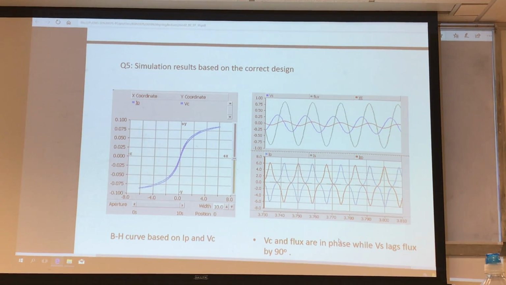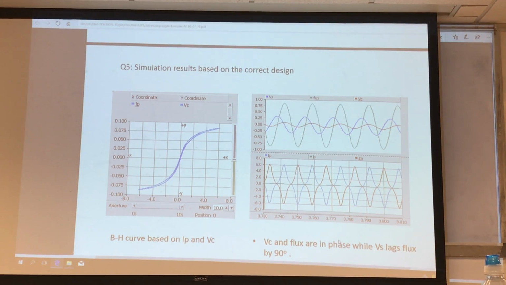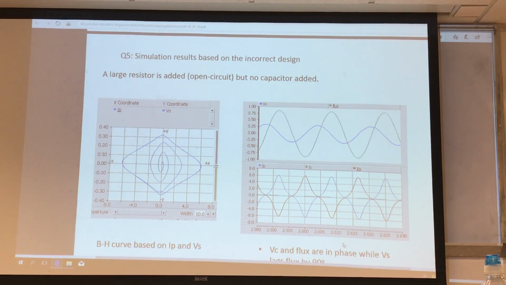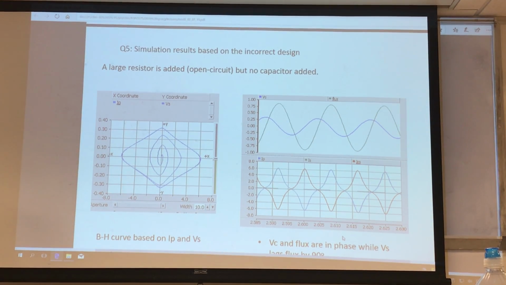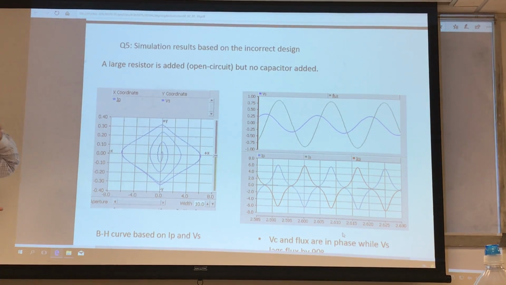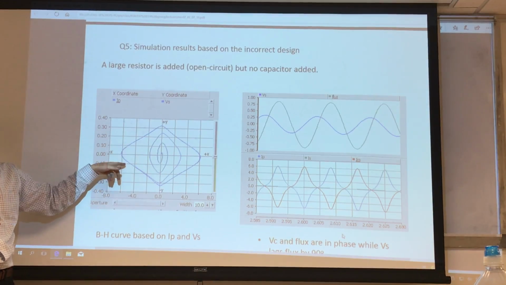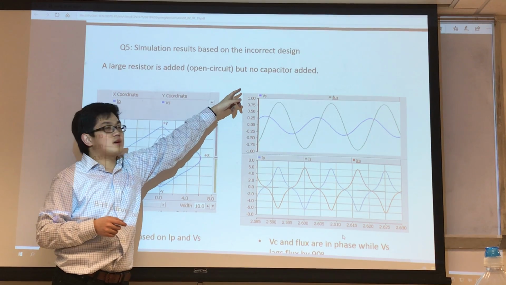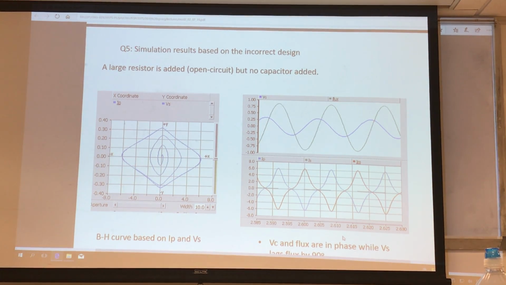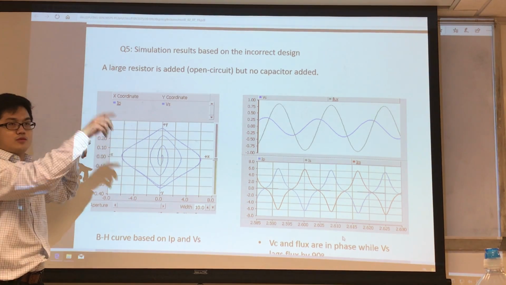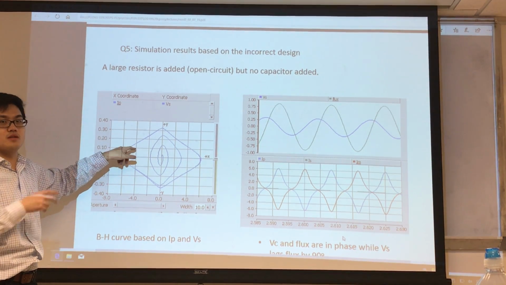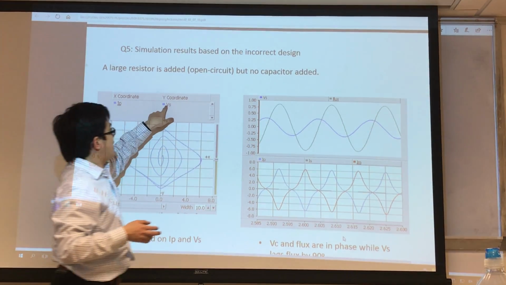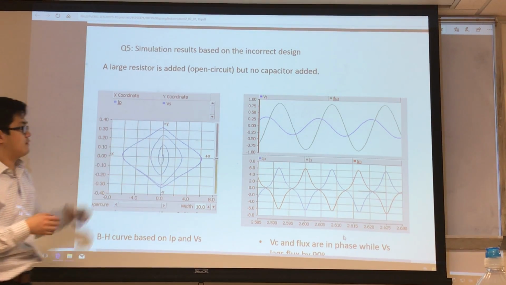Okay. Did it make sense? Okay, the last thing: if your design is incorrect, you will get this pH curve. It's not correct, because you added a large resistor but there's no capacitor. When you download the PSCAD model posted on Canvas and run it directly, you will get this curve, because we didn't add the capacitor there. You use this Vs as your phi, so you got this wrong value.